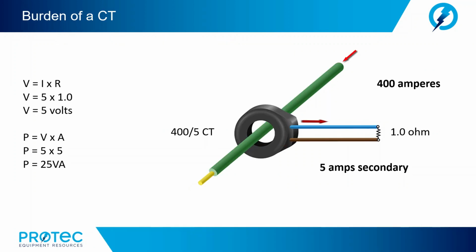The CT will produce a voltage necessary to push the secondary current through the load. In this example, the secondary load, the meter, element, and wire, is 1 ohm. Therefore, the CT will build up 5 volts to push the 5 amps of current.